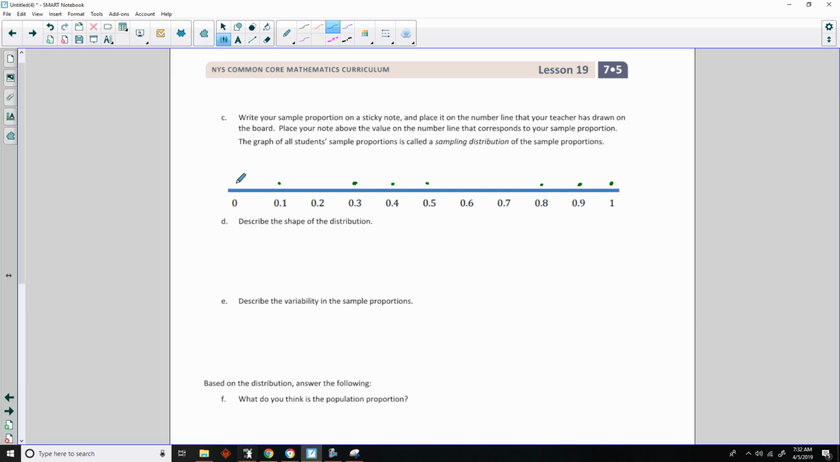So 0, 0.3, and 1. So there is a sample of 10. So describe the shape of this distribution. Actually, there's really not much shape to it. It's spread out.